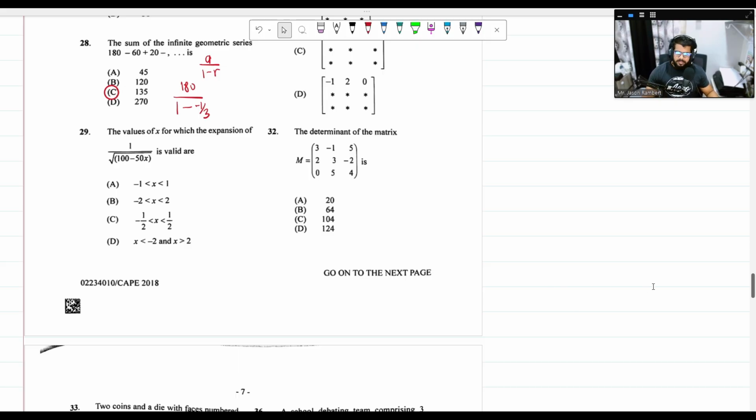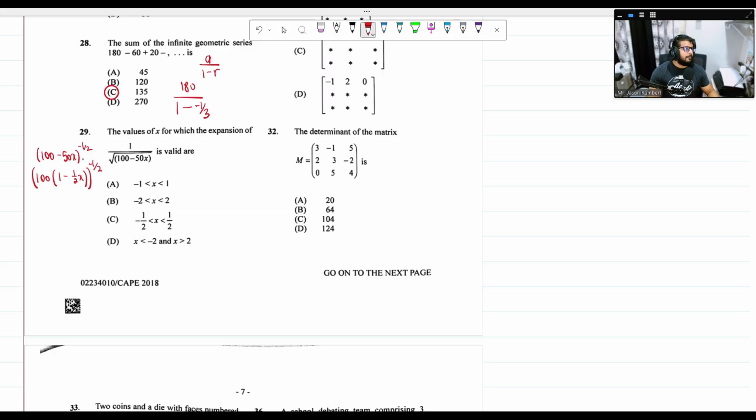Let me bring it on the numerator, right? We're going to get 100 minus 50x raised to the power of negative a half. I want the first number in the bracket to be 1. So what I'm going to do? I'm going to ignore the minus a half for now, and I'm going to factorize out the 100. I'll get 100 into 1 take away 50 over 100 is 1 half x, and I'm raising everything to the power of negative a half.